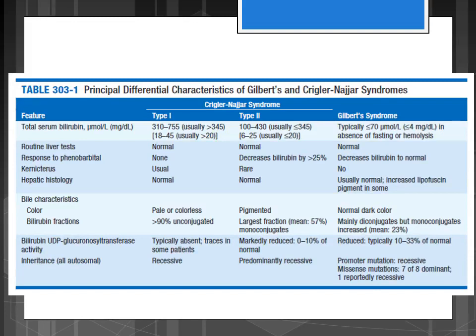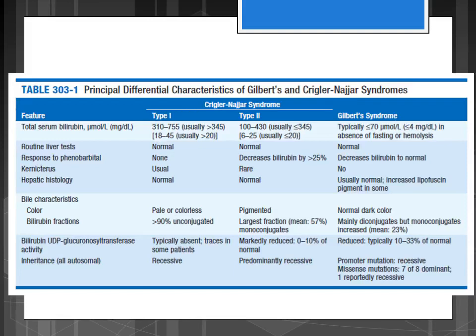Unlike in Gilbert syndrome, it does not even exceed 4.5 milligram. So, routine liver tests will be normal, but the bilirubin would reflect an increased level. So kernicterus is usual for type 1. It is also possible for type 2, but it's very rare, and not in Gilbert syndrome. Why? Because kernicterus most likely happens if the level of the bilirubin is greater than 20 milligram per dl, which is common for type 1 Crigler-Najjar syndrome.